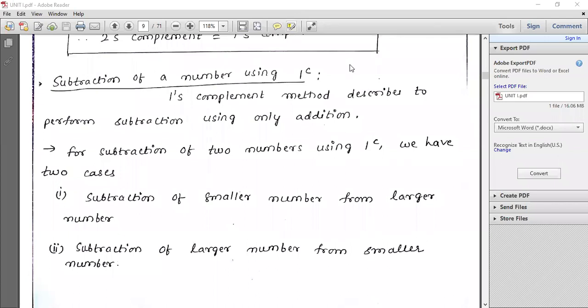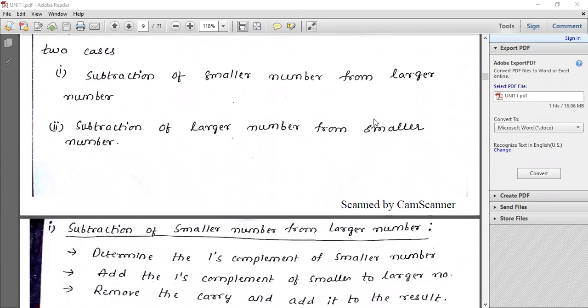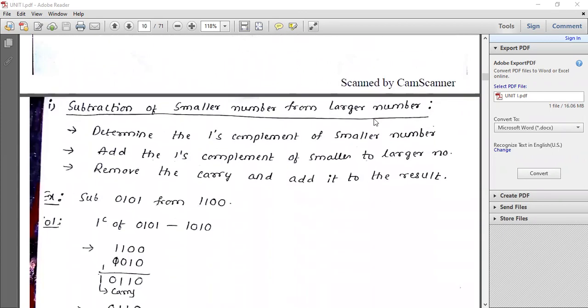Now let us see the subtraction of numbers using 1's complement. The 1's complement method is used to perform subtraction using only addition. As usual, we have two cases, as discussed so far: subtraction of the smaller number from the larger number, and the larger number from the smaller number. Coming to the first case, that is subtraction of smaller from the larger.